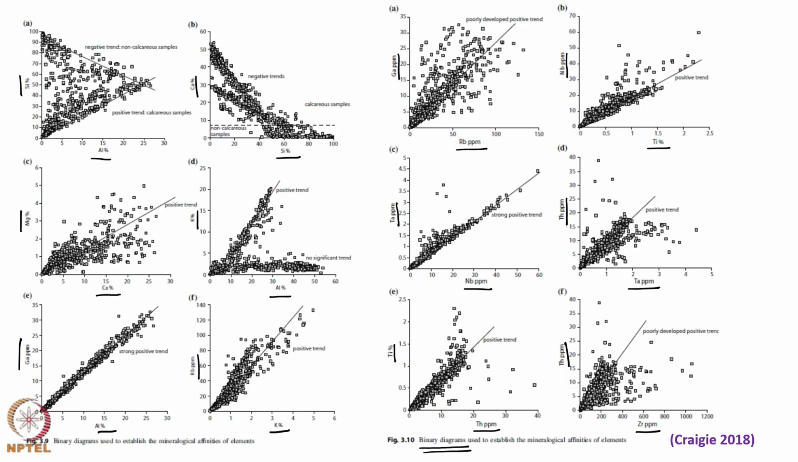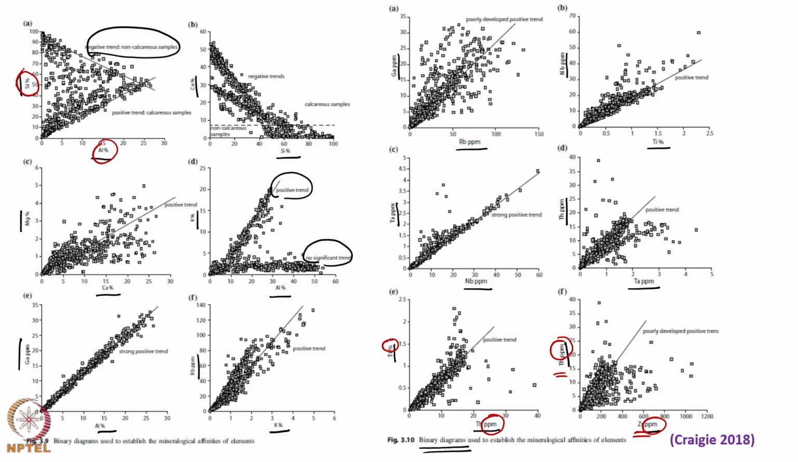We may find a positive trend or no significant trend in the data set. You can also find a negative trend. So, in these binary plots we can find ppm versus ppm plots of different elements. We can find ppm versus percentage plots of various elements, or we can find percentage plots along x and y axis for the various elements.